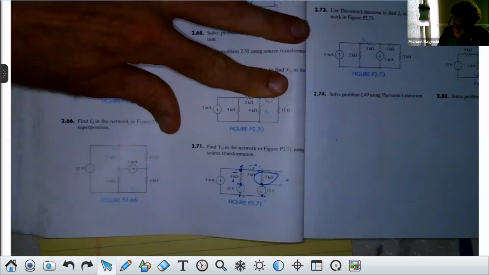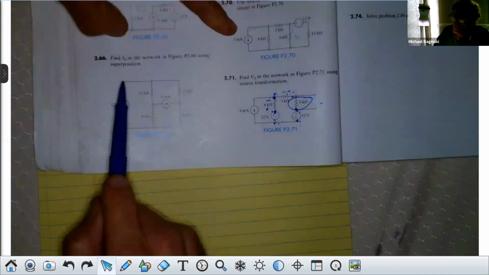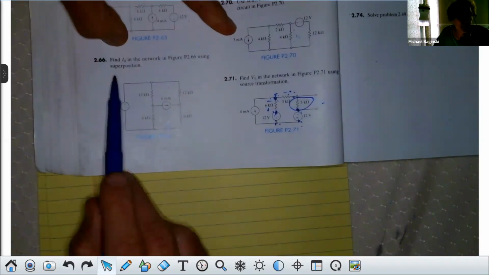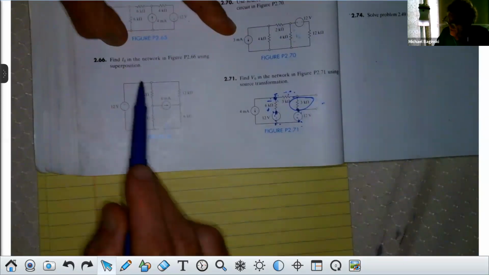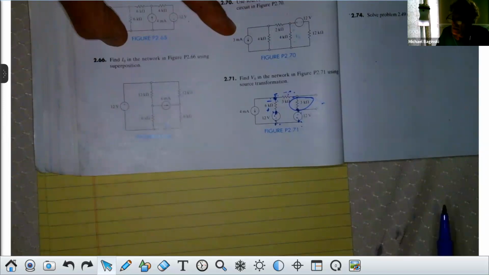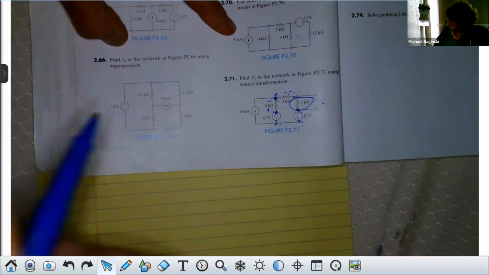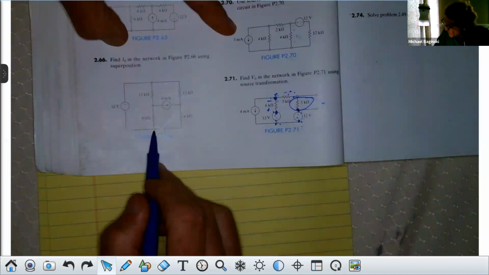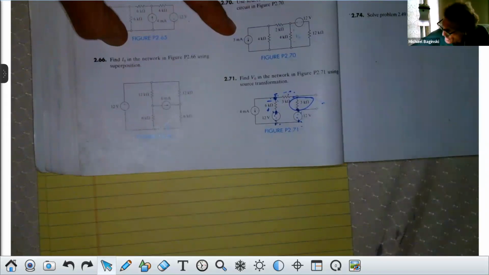Since you asked, how about we just take a peek at something? This one says superposition. Never worry about the way the book says to do it. If I tell you to do it with nodal, just look at the answer. The answers will compare. So if I was to do this one with nodal, what would I do, class? You might as well tell me.